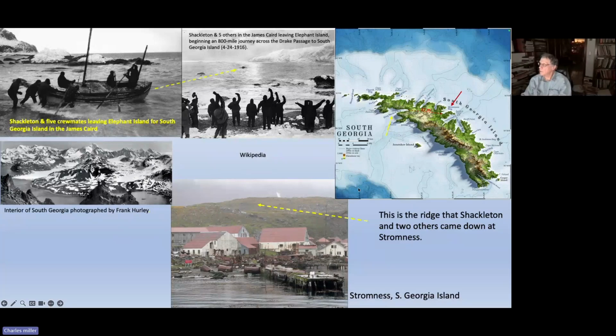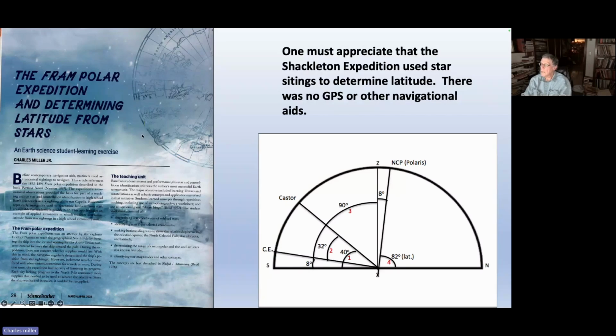And they came down. And when you're standing in Stromness at the abandoned whaling stations, it can almost grip you. You can look up and see the very ridge where Shackleton and the two others came down for rescue. And that's just an amazing story. So I would tell you that if this is interesting to you, read the book called Endurance. It is gripping, gripping, gripping. Fantastic story.